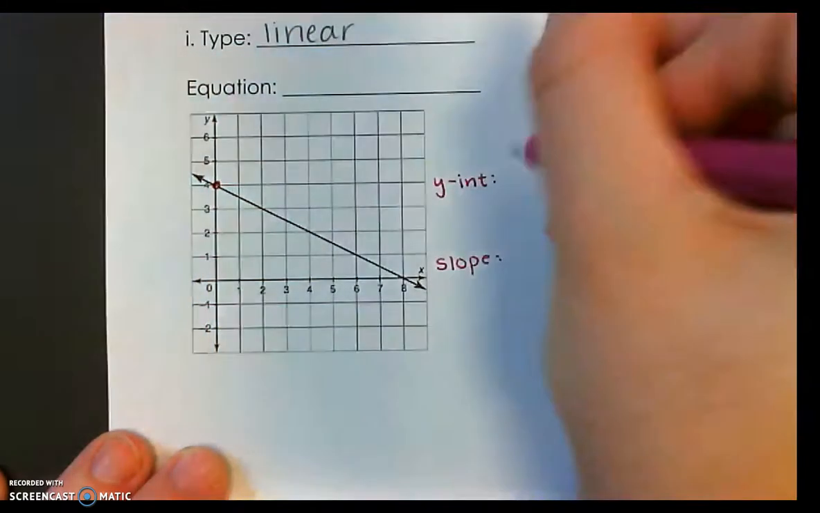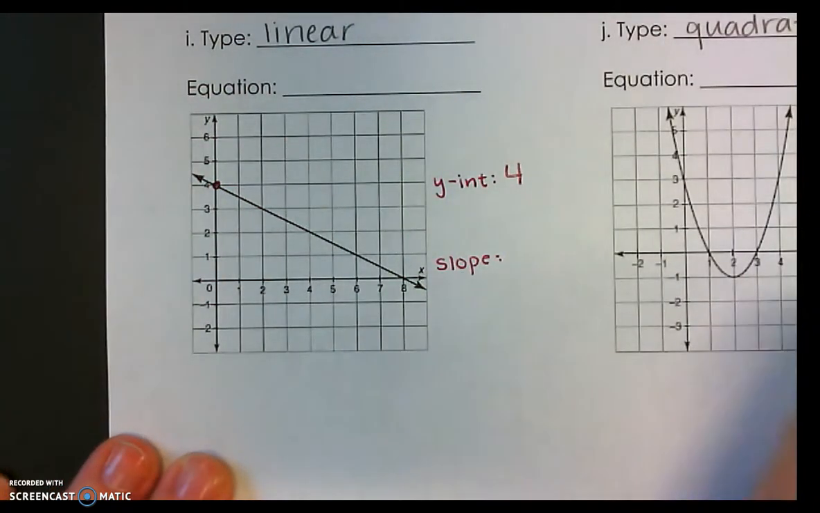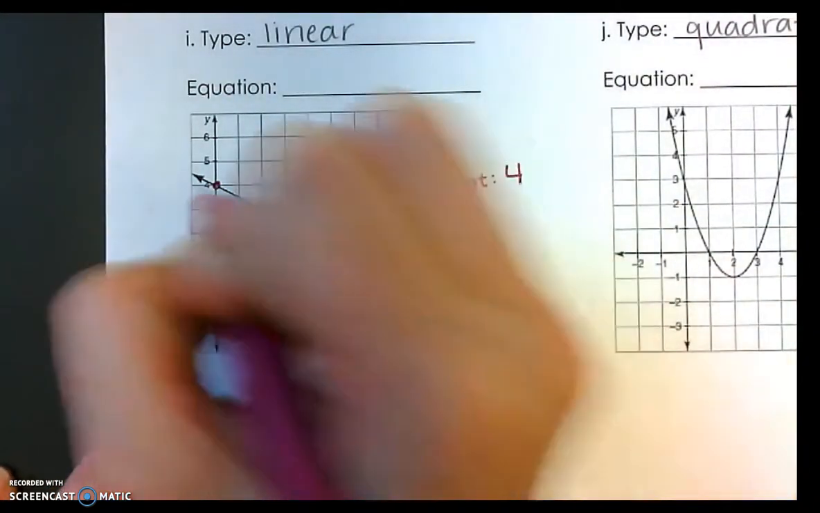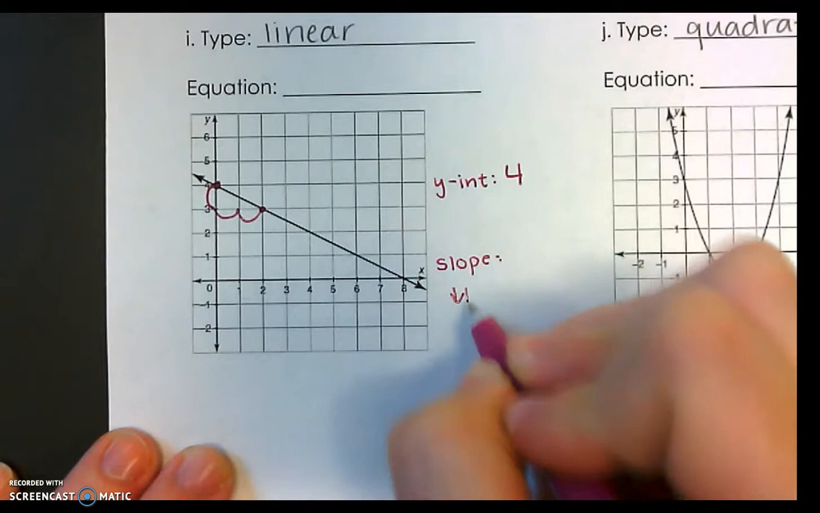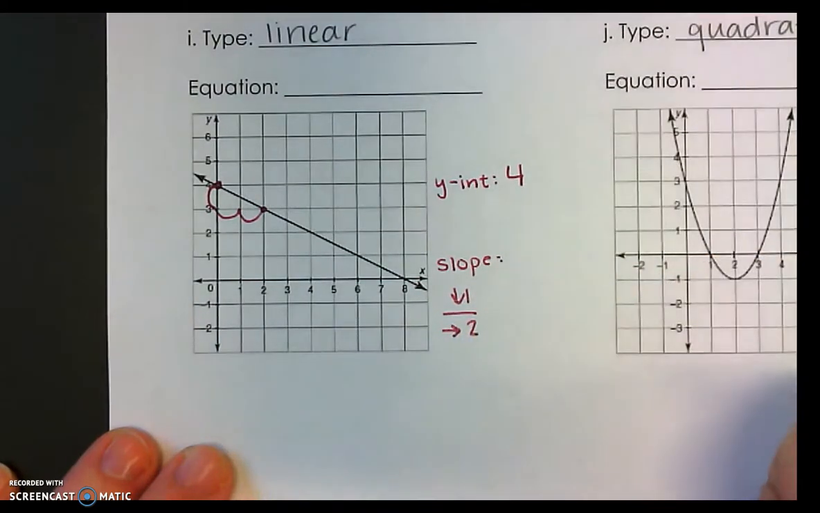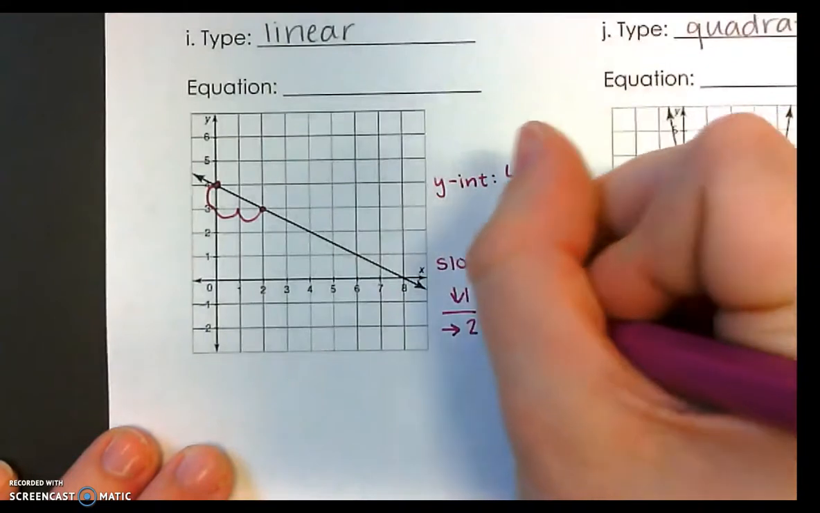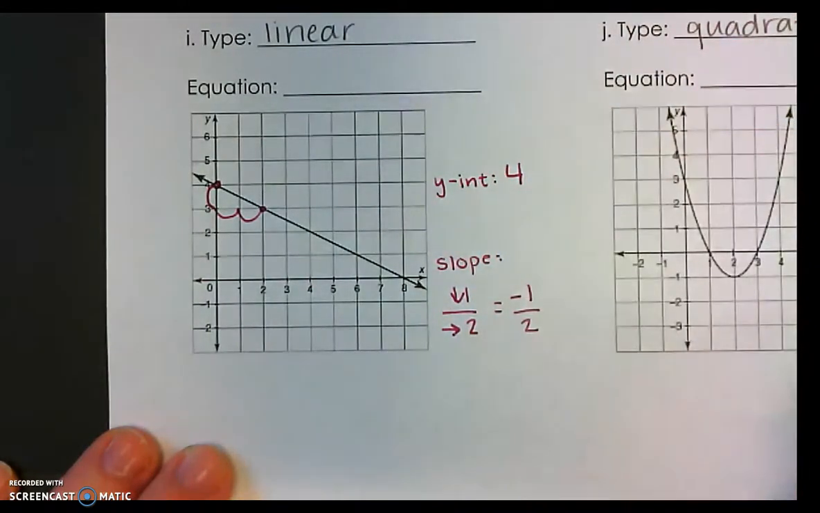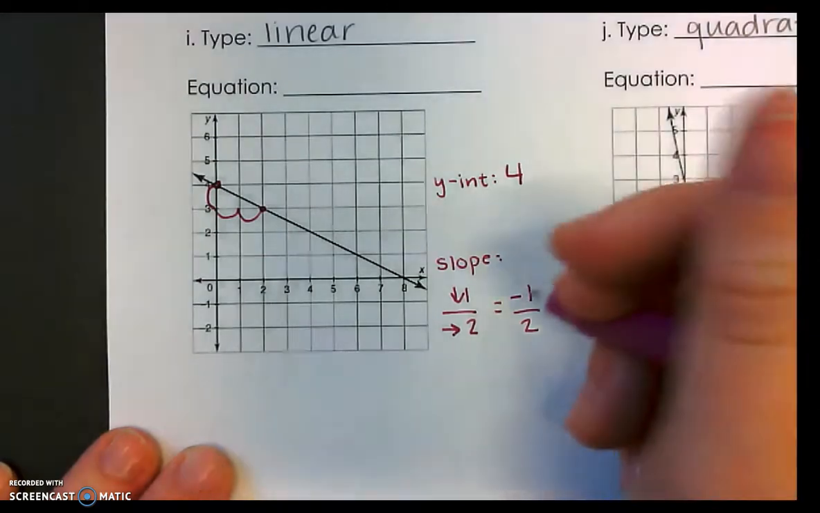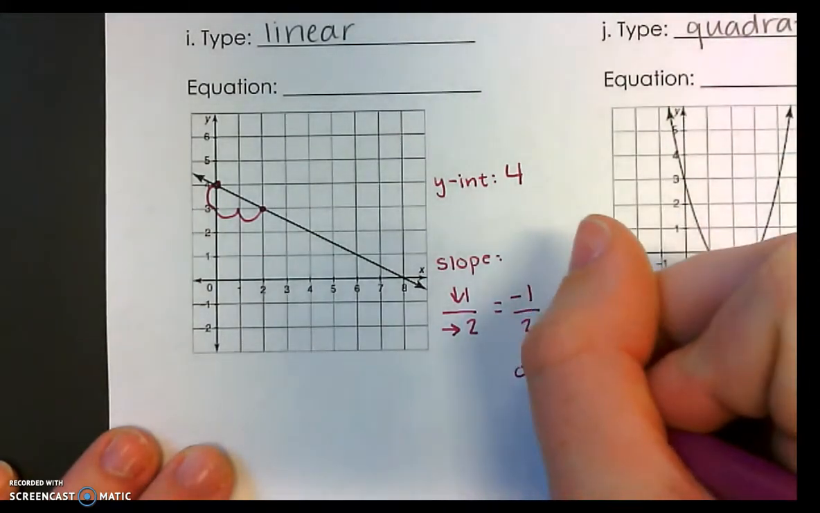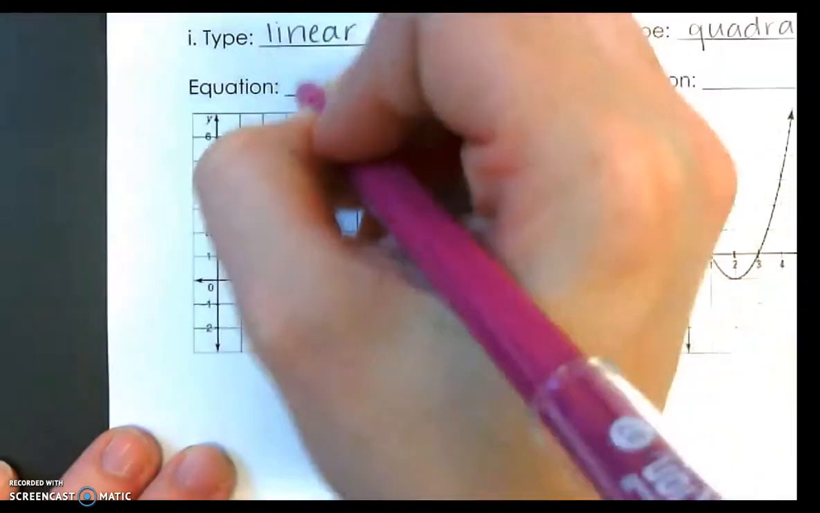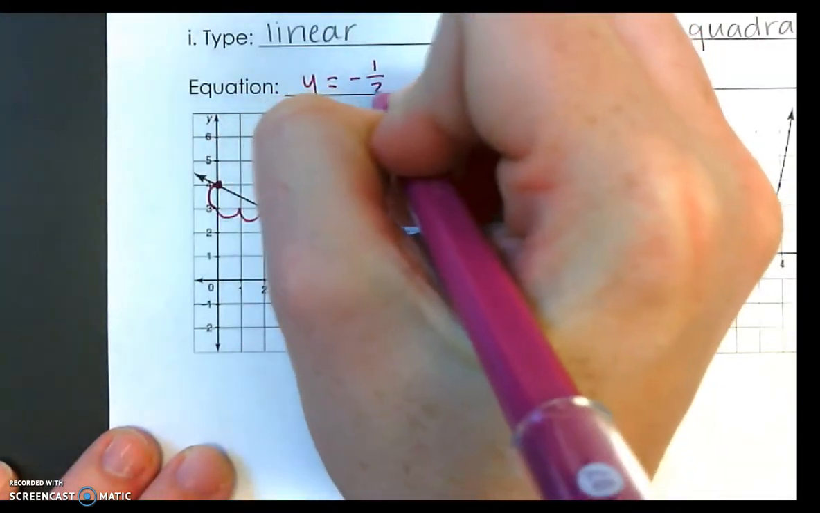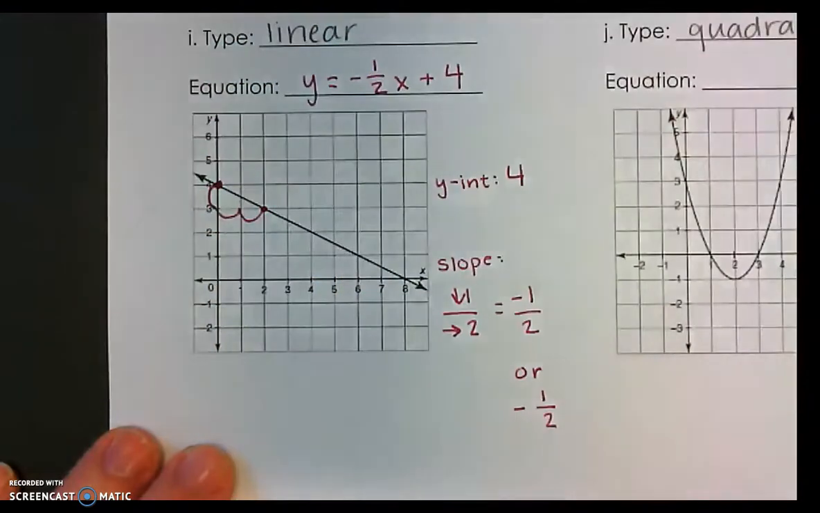That's that +4. For slope, again, I'm going to do rise over run. So this is my next point, so I would go down 1, and then to the right 2. Down 1, to the right 2. Remember that going down is a negative direction, so it would be -1. And going to the right is positive. So this is just going to say -1/2. You might also see it with the negative out front of the 1/2 instead of just stuck with the 1. But either one of those two is fine. So my equation here would be y equals -1/2 x plus 4.